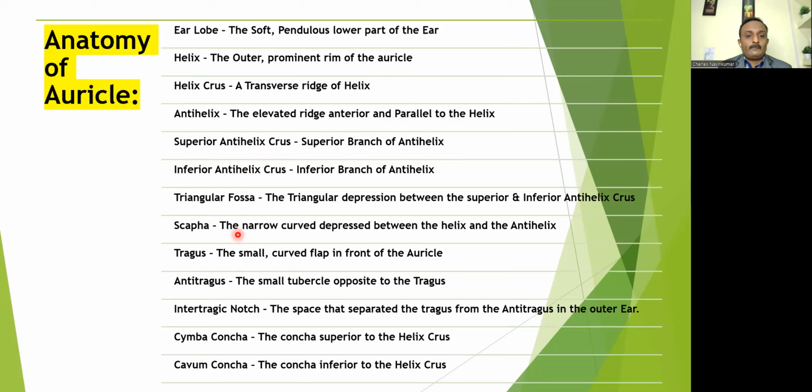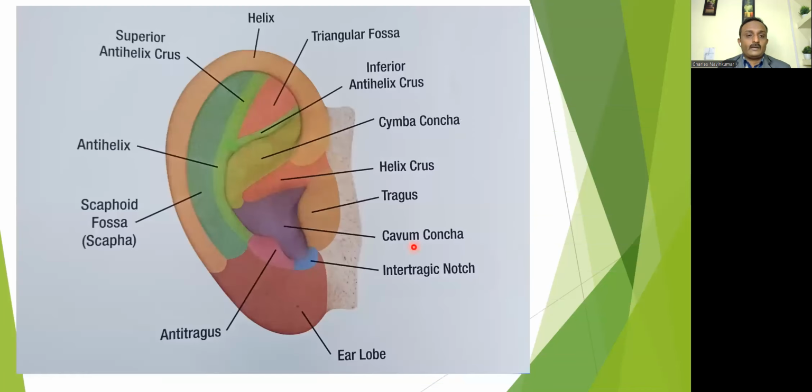Next one is called the scapha. The narrow curved depression between the helix and the antihelix is called the scapha. The portion in between the helix and the antihelix is called the scapha, the scaphoid fossa. The dark green portion is called the scapha.